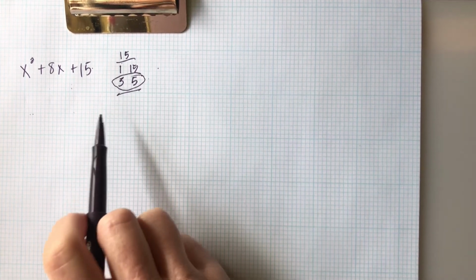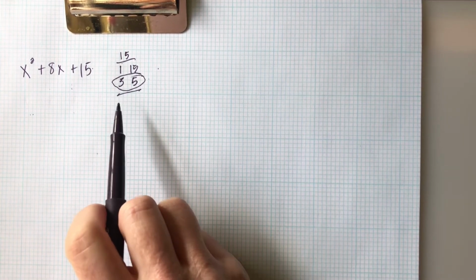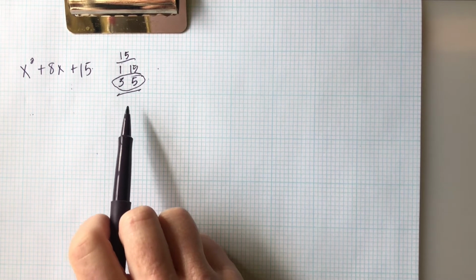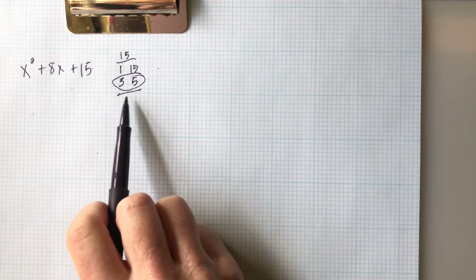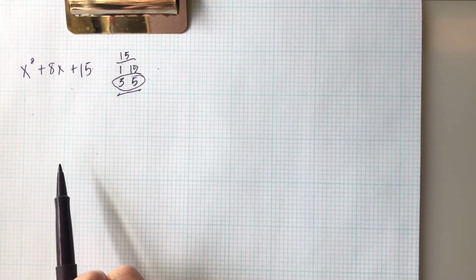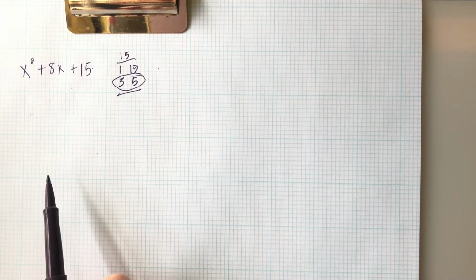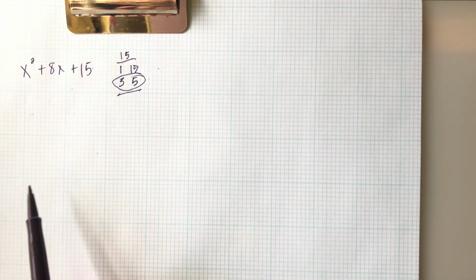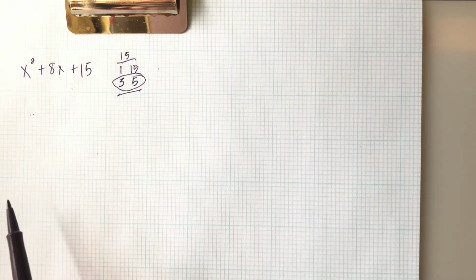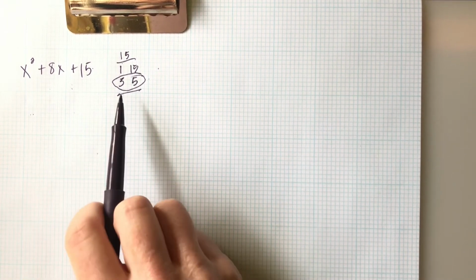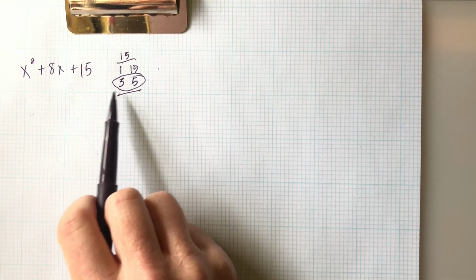Now, one of the things that's great about this method is if you make your factor list and none of your factors has a sum or difference of that middle term, then you know it's not going to factor politely, and you're going to go over to either the quadratic formula or the complete the square method. But we do have this factoring will work because we've got that 3 and 5.